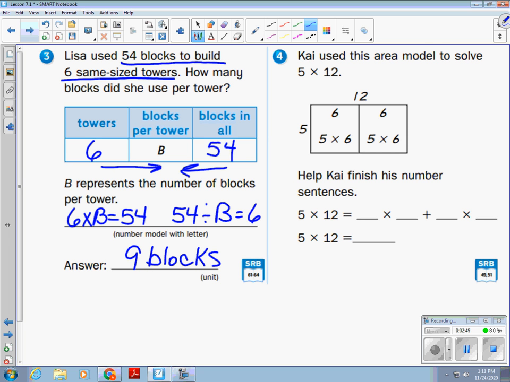All right, number 4, Kai used this area model to solve 5 times 12. Help Kai finish his number sentences. So he did 5 times 12, and then he broke it apart to 5 times 6 plus 5 times 6. Okay, so 5 times 6 is 30. So we have that twice, and that would equal 60. So 5 times 12 equals 60.